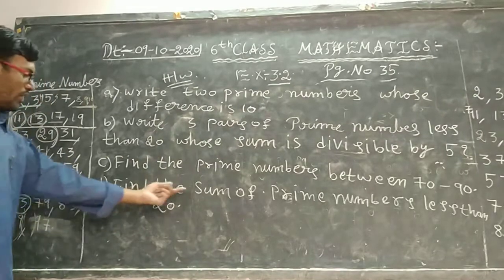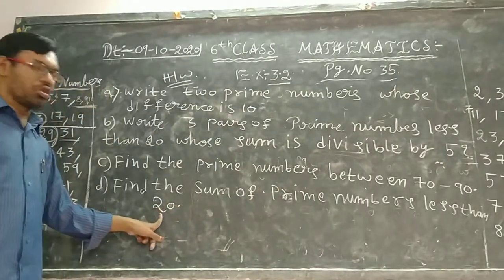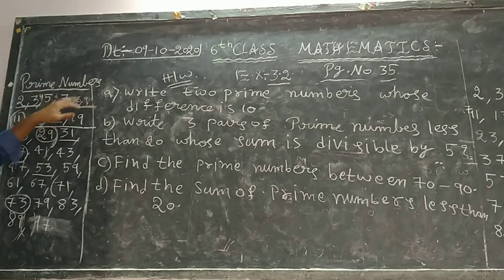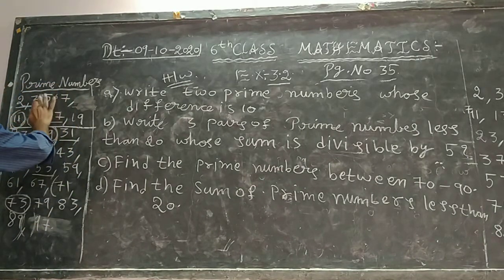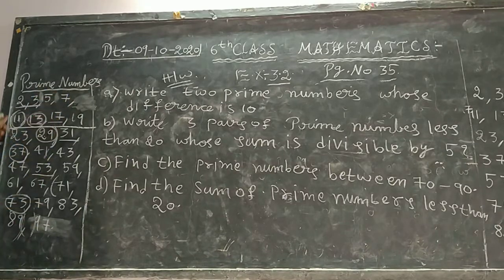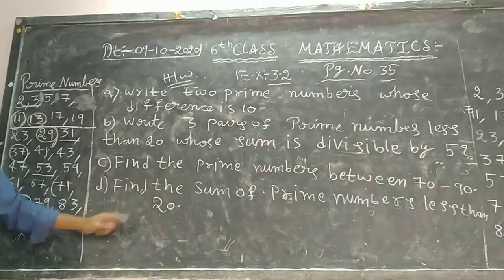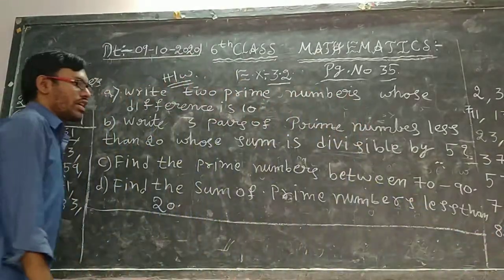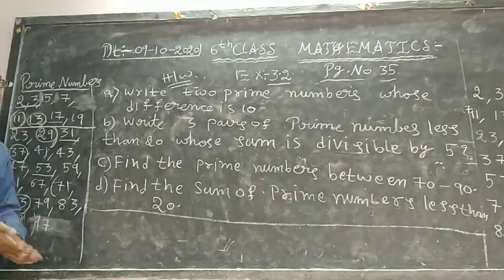Next, find the sum of prime numbers less than 20. So less than 20, how many prime numbers are there? You are supposed to find the sum of those prime numbers. Okay, children. So you are supposed to add all these numbers so that you will get the sum. So these are the homework problems, children. So try to do very easily, children. I think you will be doing very easily.